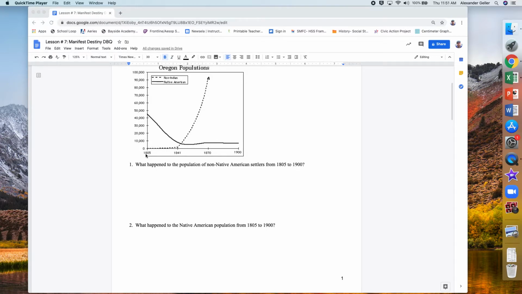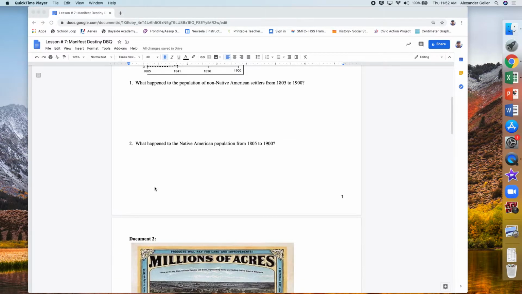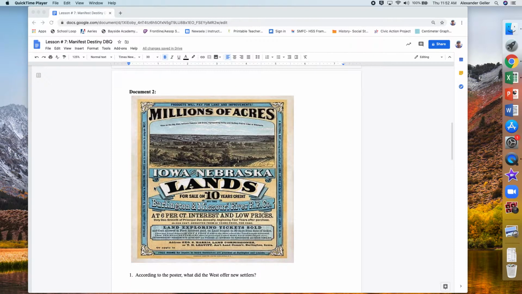As you can see, here's 1805 to 1900. You're going to tell me in complete sentences what happened to the population of non-Native Americans or European settlers. All right, that moved westward. Then down here, what happened to the Native American population from 1805 to 1900? So you're going to pretty much tell me what these lines mean in your own words. And again, complete sentences.